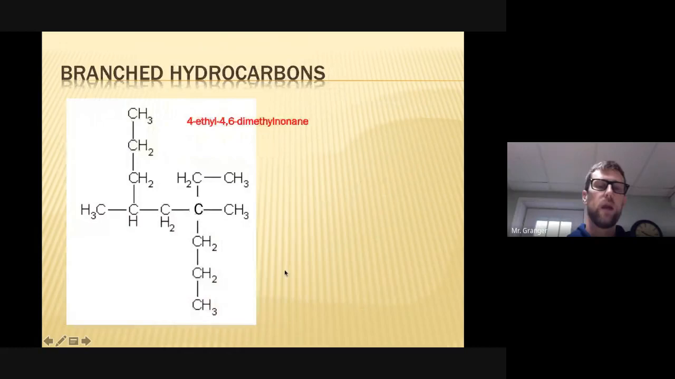So when we get to something like this, this is what is called a branched hydrocarbon. Okay, and a branched hydrocarbon, we need to find the longest continuous chain of carbon atoms linked together. So if we count on this one, we can count a couple directions, but we're going to get the longest carbon chain starting up here, counting down, over, and then at the bolded carbon, continuing down. That'll give us the longest continuous carbon chain.